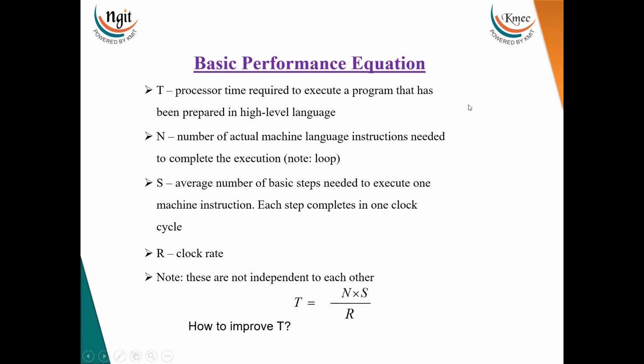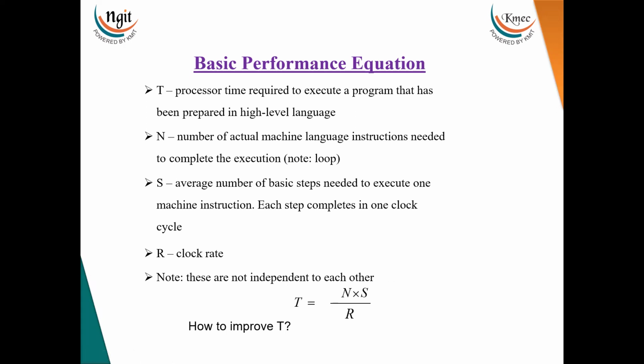One is fetching, another is decoding, and another is execution. Now, T is the total process time required to execute one program. In that, N is the number of instructions to be executed. Now here the N is different from what we have written in the program.